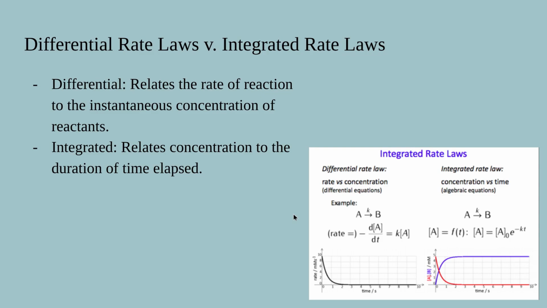For a first-order reaction, a plot of the natural log of concentration versus time will yield a linear relationship, allowing us to calculate the rate constant k through the differential rate law. This is a comparison between the two.